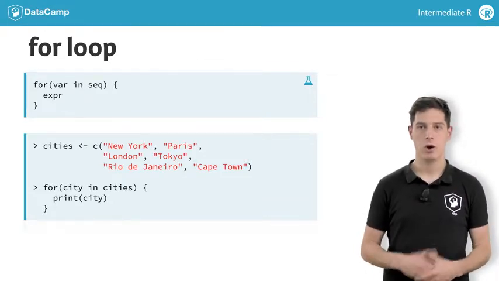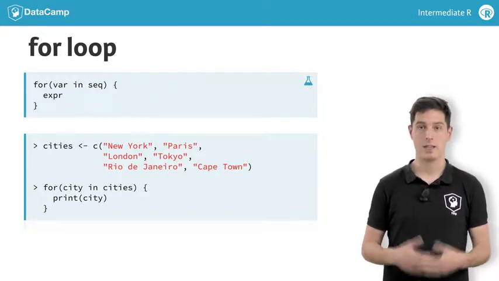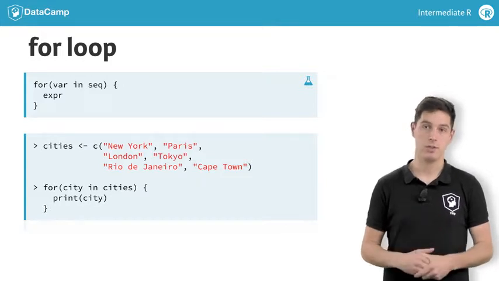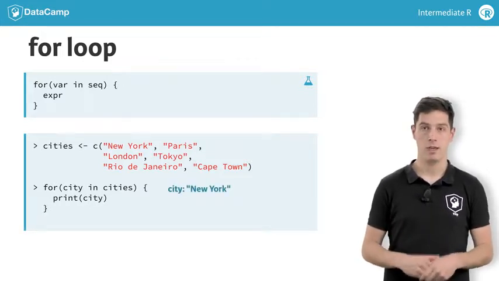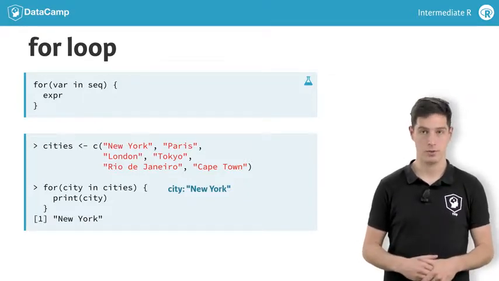At the start of the loop, R evaluates the sec element, being cities in our case. It realizes that it is a vector containing 6 elements. Next, R stores the first element of the sequence in the variable city, so city equals New York now. Then, the expression print city is executed, printing out New York to the console.